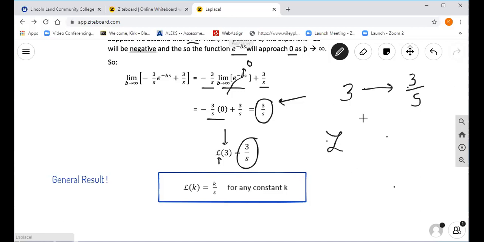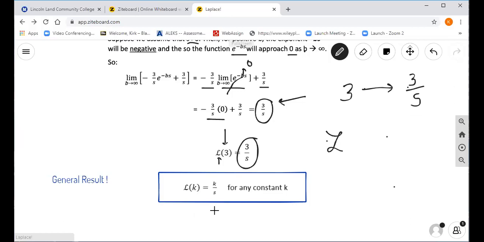In general, you can use this same logic that we just used. You can replace our 3 with any constant k that you want. And just as we've shown that the Laplace transform of 3 was 3 over s, you can use the same logic from this example just to say that the Laplace transform of any constant k is going to be k over s.